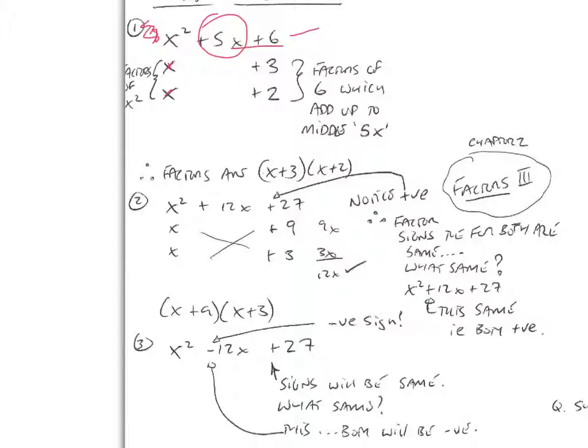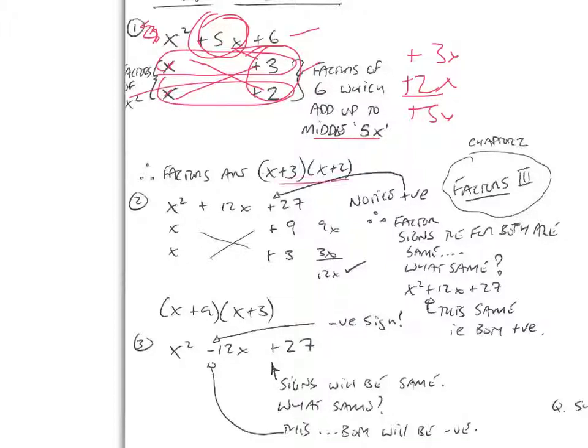So 6 and 1 would work, but 6 and 1 is 7 when we add them all up. So how about plus 3 and 2 gives us 5x? Because if I say x by 2 is plus 2x, and x by 3 is plus 3x, that gives me plus 5x. So they're correct, okay? We're looking at the factors of 6 which add up to this middle term, 5x. So the factors are x plus 3 and x plus 2. And if we multiply this by this, we'll get x squared plus 5x plus 6.